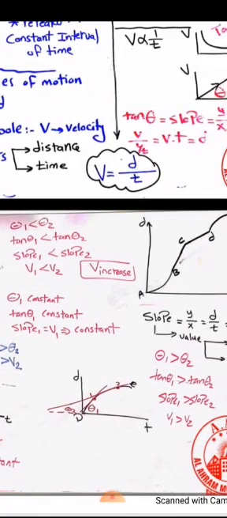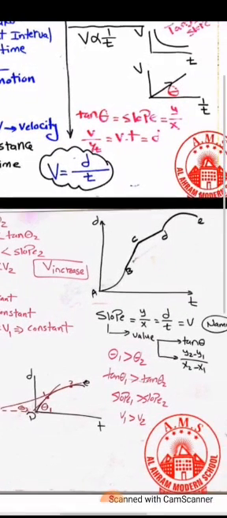From point D to E, you notice that making a tangent at point 1 gives theta 1 and a tangent at point 2 gives theta 2, and theta 1 is larger than theta 2. So tan theta 1 is larger than tan theta 2, so the slope at point 1 is larger than the slope at point 2, so the speed at point 1 is larger than the speed at point 2. Going from point 1 to point 2, the speed decreases, or the slope decreases. So when we have a curve in this way, you have to know that the slope or the speed decreases.